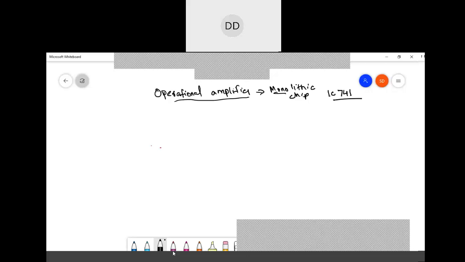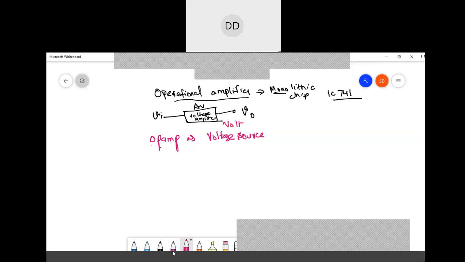So when we start the operational amplifier, what exactly is it? We have an input, we have an output, and we have an amplification process. This is a voltage amplifier, and we have this as our operational amplifier. If you clearly look at this op-amp, it is essentially a voltage source. You can say it is a voltage controlled voltage source.